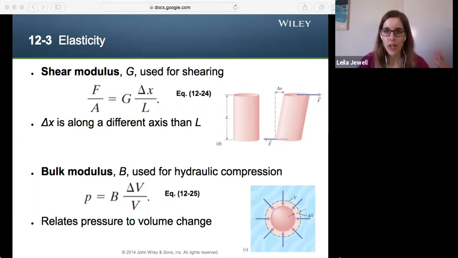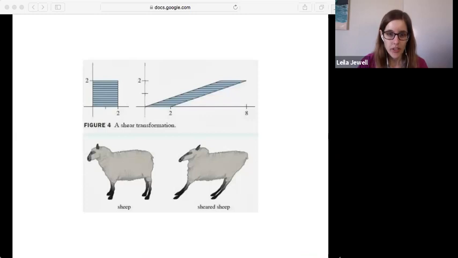So these are other examples of seeing stress and strain in practice. And here's a demonstration of a shear transformation, right? We have the nice square, and then it gets sheared off to one side. Further example, we have a sheep, and then we have a sheared sheep. So hopefully you all are amazed at that.